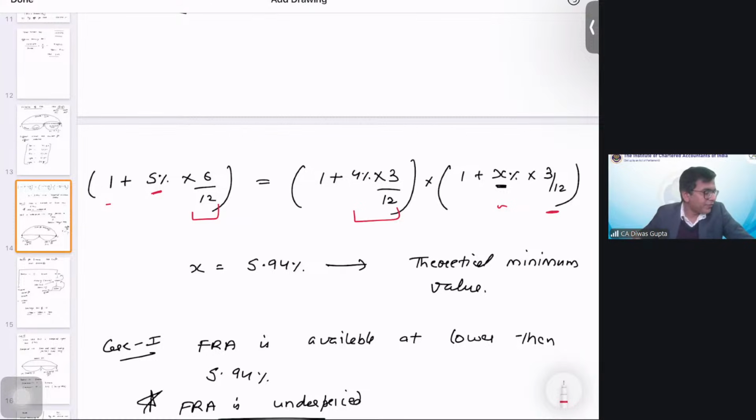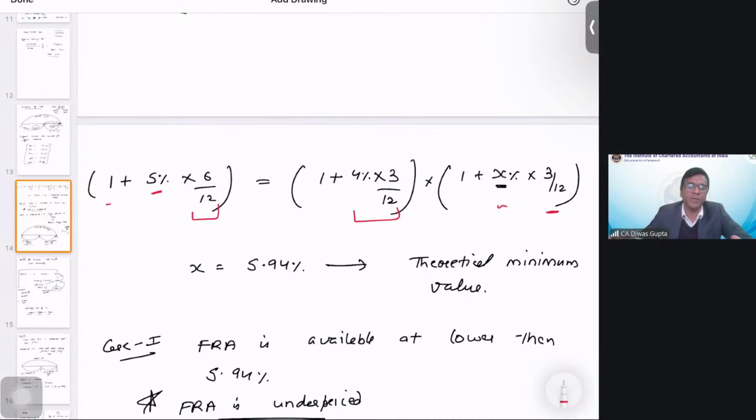If there is a difference in this equation, it will lead to many arbitrage opportunities wherein a person can, let's say, invest for 6 months and then borrow for 3 months, and for the next 3 months also the person can borrow.